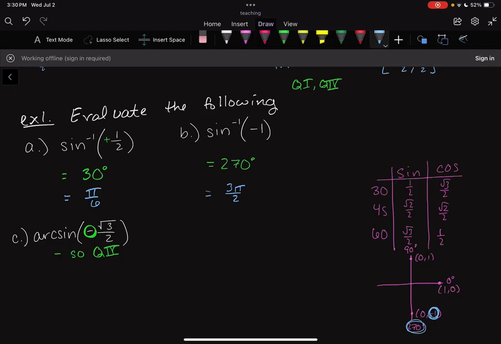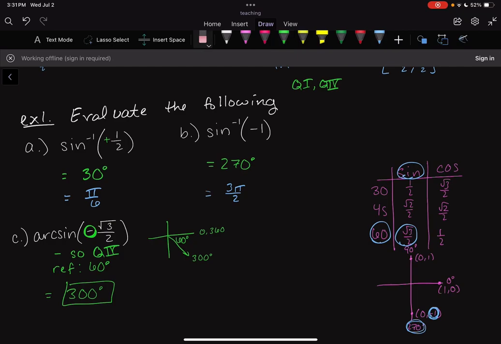But then if I go look at my table, so if I look at sine √3/2, that's happening at 60 degrees. So that means that my reference here is 60 degrees. So I'm looking for the angle in quadrant 4 that has a reference of 60 degrees. And so if this is 0 or 360, I'd do 360 minus 60, which gives me 300. So this answer would be 300 degrees.